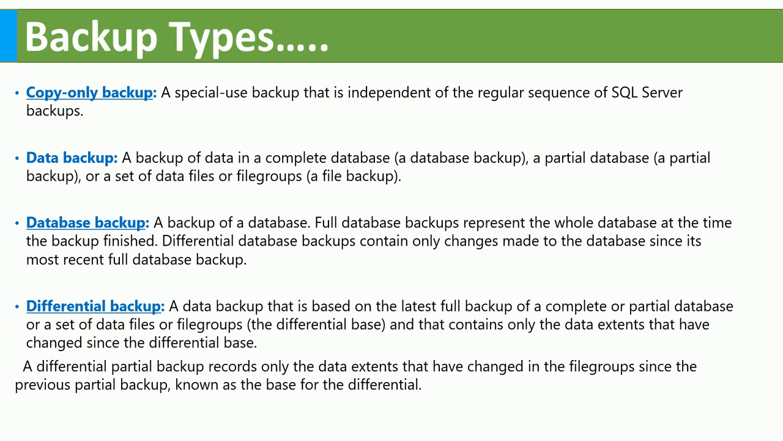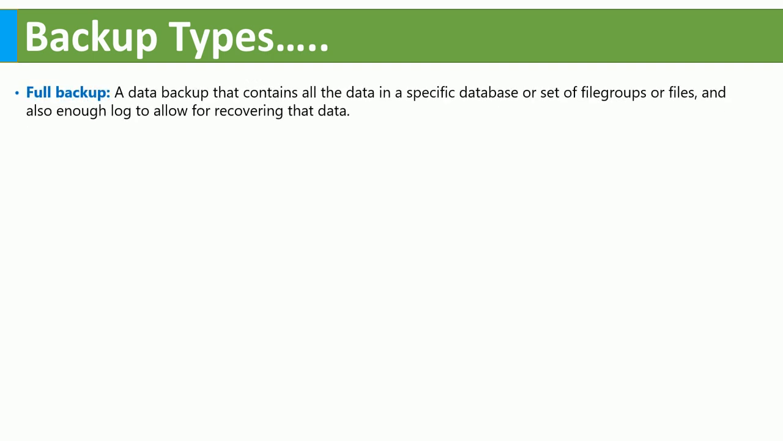So here is a differential backup. A differential backup is based on the latest full backup of the complete or partial database, or a set of data files or filegroups, and contains only the data that has changed since the differential base. Now let's understand the full backup. A full backup contains the data in a specific database or a set of filegroups or files, and also enough log to allow recovering the data.